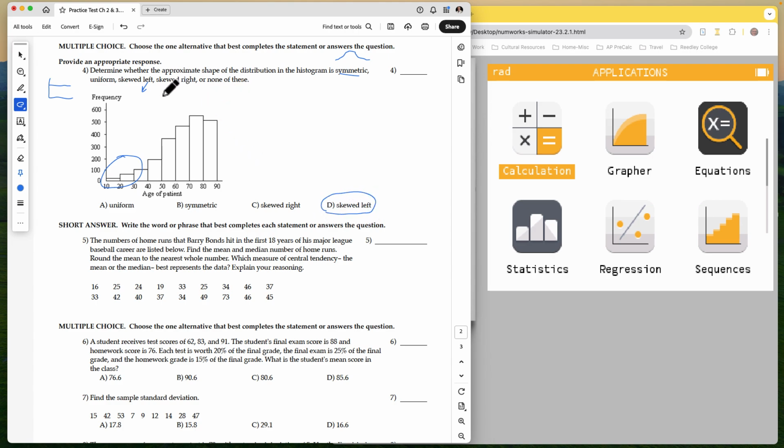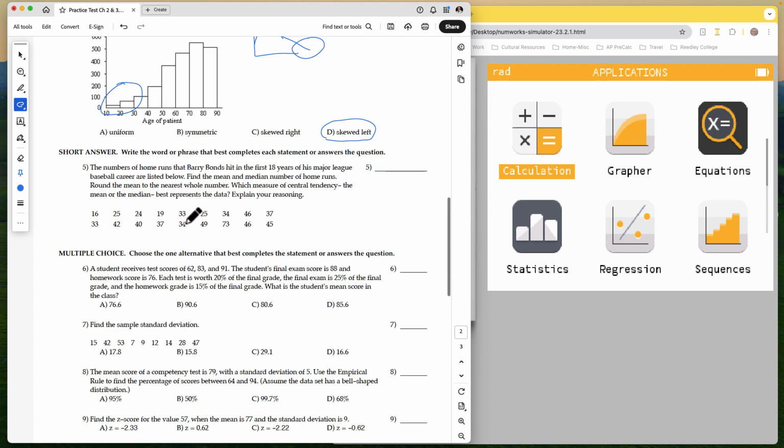Now, right skewed would be similar, but just flipped, where it goes up and then we get some kind of outlier out here to the right. So just be able to know the difference between these three types. It's pretty much got to be one of these, right? Because if it's not symmetric, it's got to be skewed or uniform. Those are the only ones we looked at.